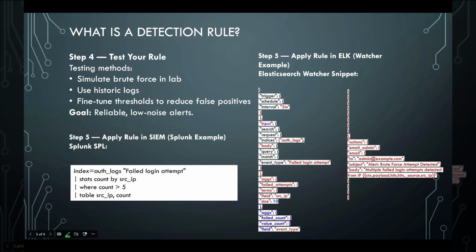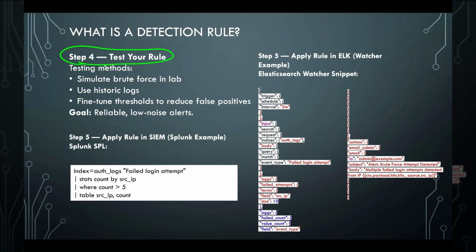Then step number 4, test your detection rule. Testing the detection rule is very important, guys. If you create any rule, test it first before moving it to production. So don't just set the rule and forget about it. Test it to make sure it works properly.